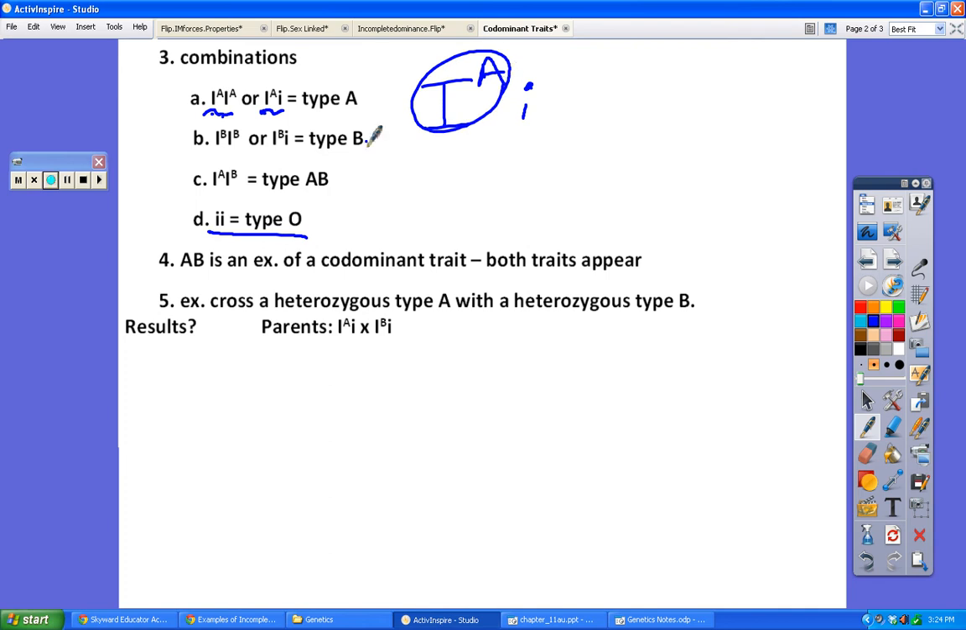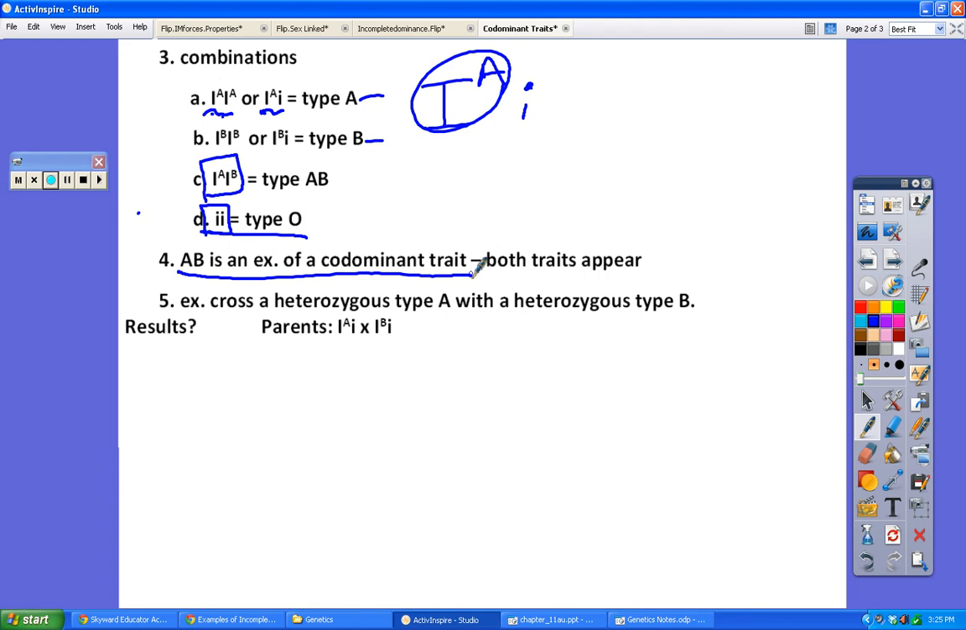Same thing with B. So A and B are the exact same, except now we have another dominant trait, or dominant allele, type B. Sometimes people get both of those dominant alleles, and so we call them type AB blood types. Sometimes they get neither, they have both recessive, and they're called type O. So AB is the example of a codominant trait where you have both traits, type A blood and type B blood mixed together.